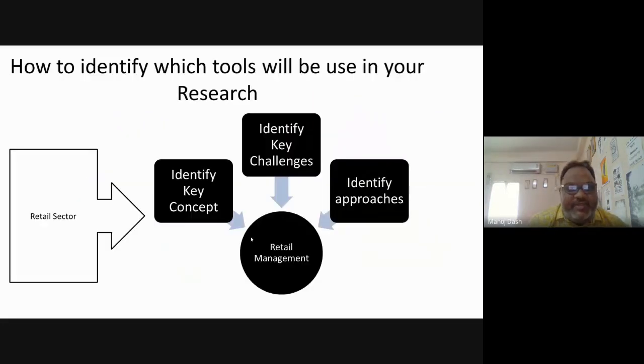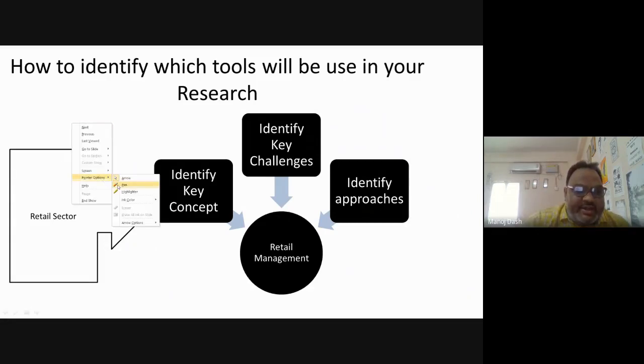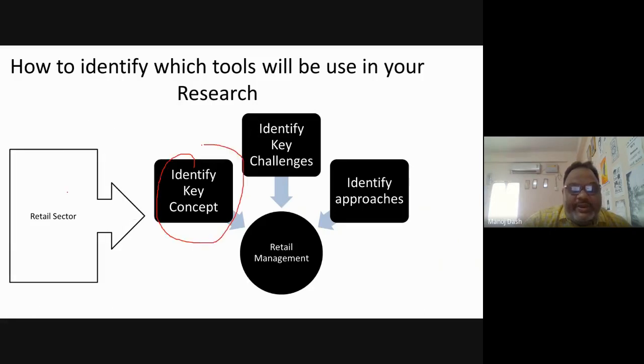I don't give much more time. Now let's start. I will take one research area and explain how all 25 tools will apply in the retail sector. I choose it because my area is retail marketing. So first I should identify the key concepts in the retail sector. Then I should identify the key challenges. I will write 10 concepts, 10 challenges, and I will apply 10 approaches.